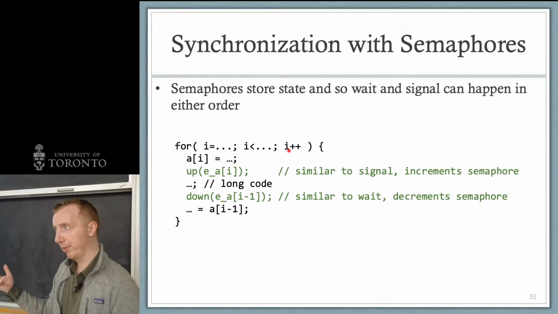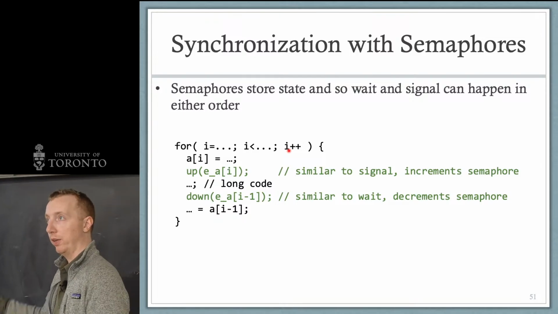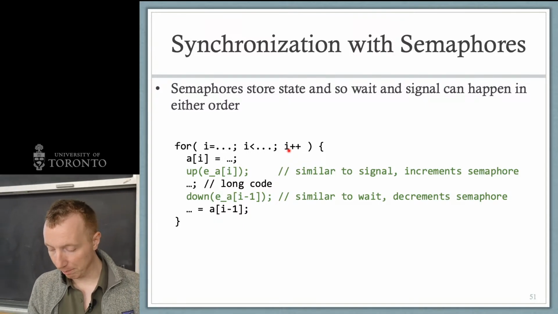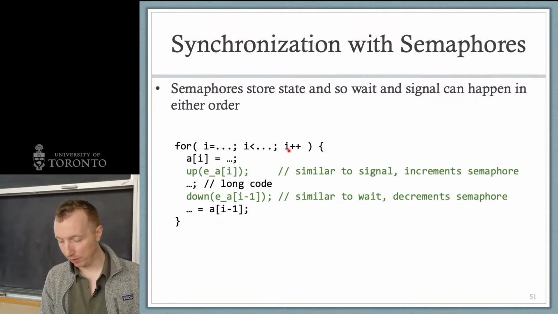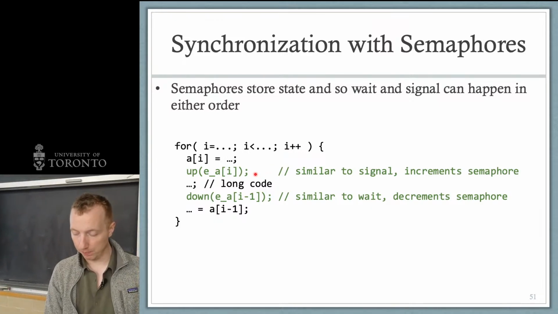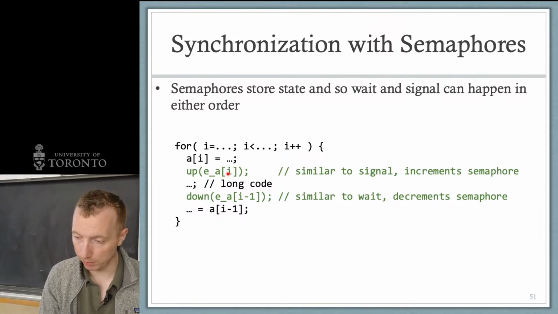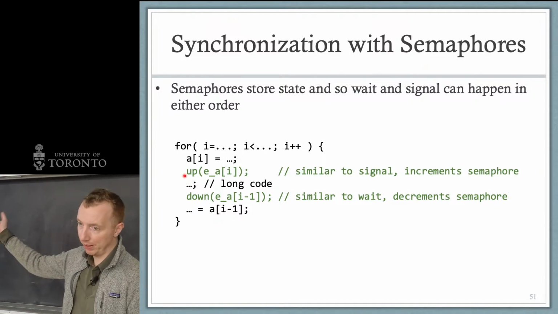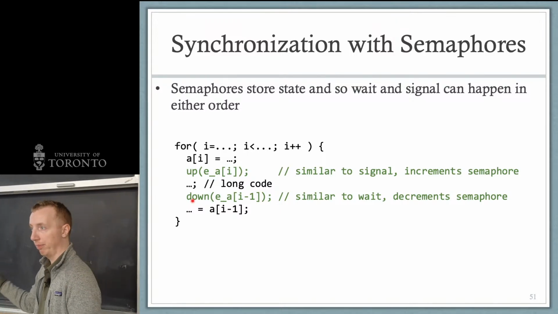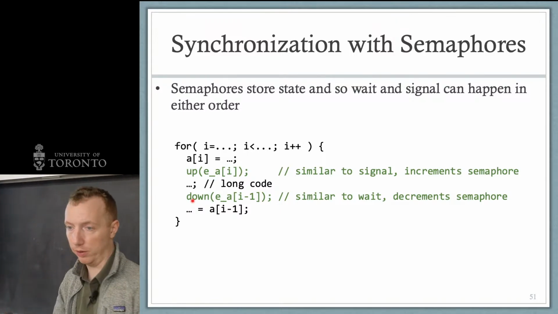So there's an equivalence between condition variables and semaphores. You can implement one with the other, but some things might be easier to read with semaphores as opposed to condition variables. And here, post is the equivalent of up, that's incrementing it, and wait is the equivalent of down, that's decrementing it, and if it's 0, you wait.